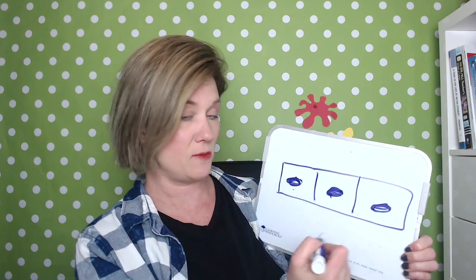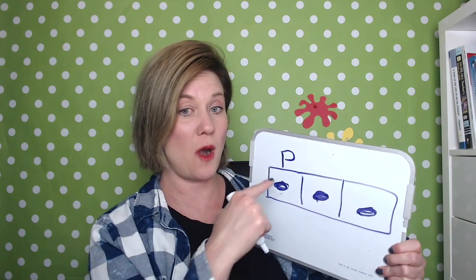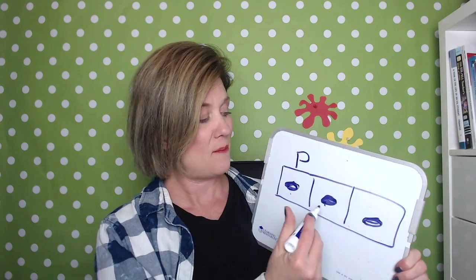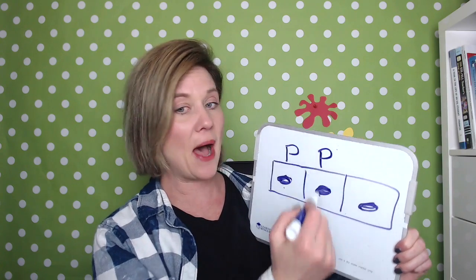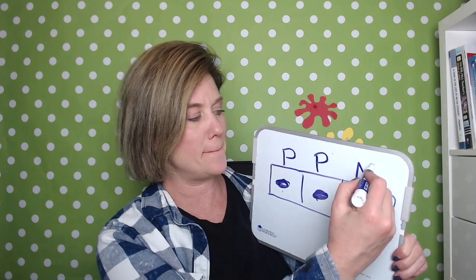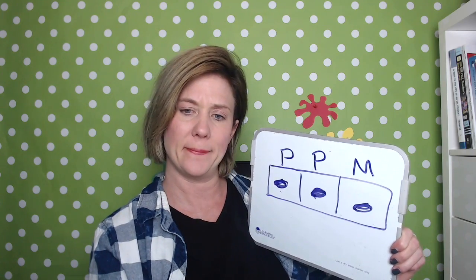So this one's the pig, this one's the panda, and this is the monkey. So what I would do is I would say, pig starts with P, P, and go ahead and write the P on the screen. P, P. Panda starts with P, P. Monkey starts with mm, mm.